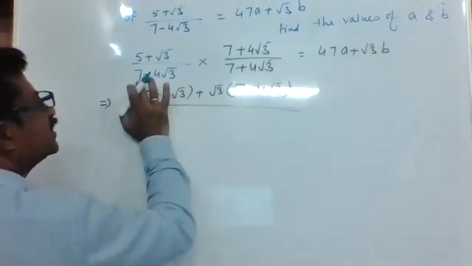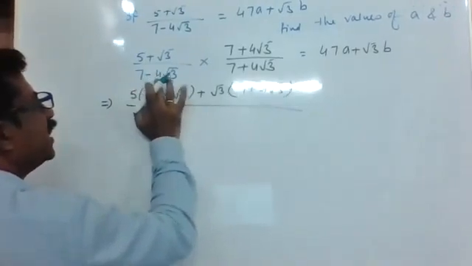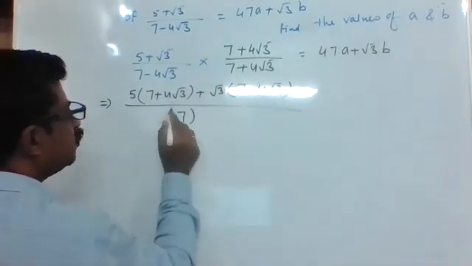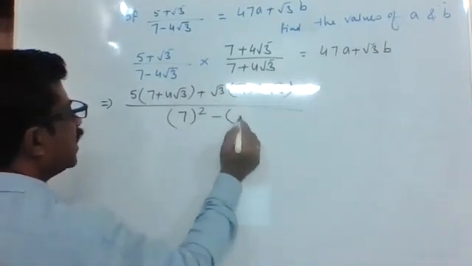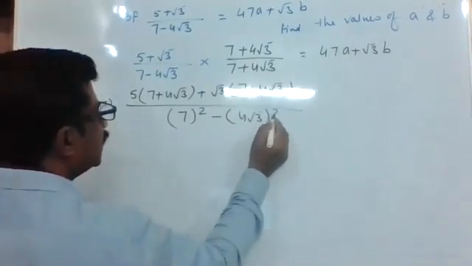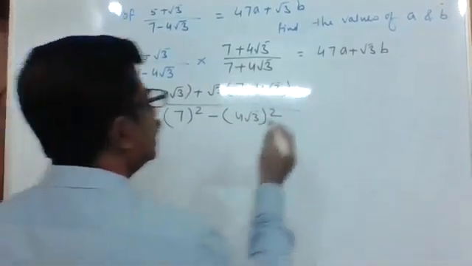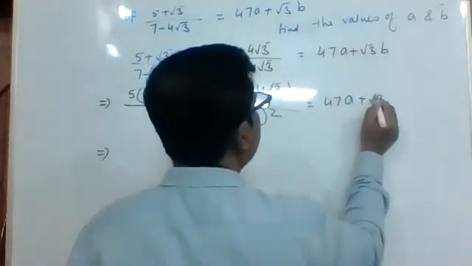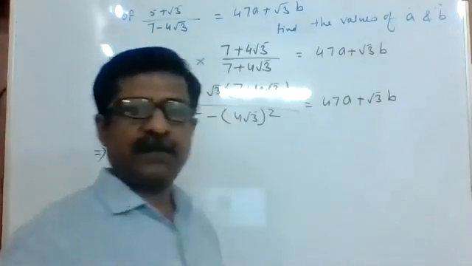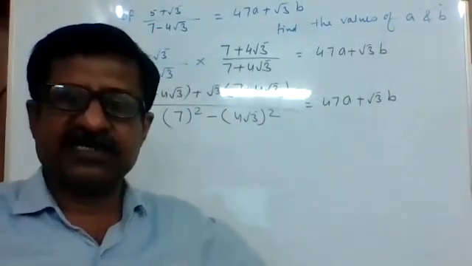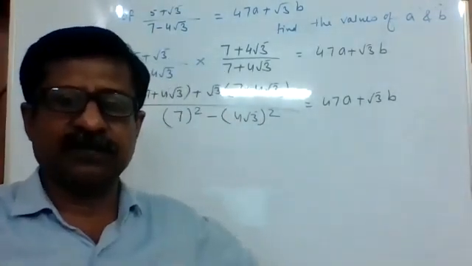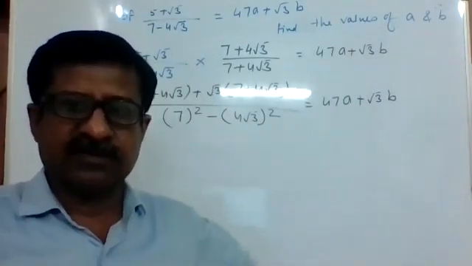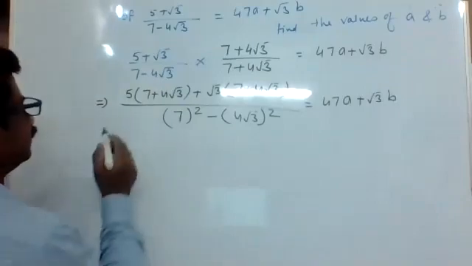For the denominator, it is always in the form of a minus b into a plus b, and a minus b into a plus b is a square minus b square. The denominator is not much difficult. Directly you are going to get it in the form of a plus b into a minus b, which is a square minus b square. Denominator is simpler. In the numerator we require some calculation.